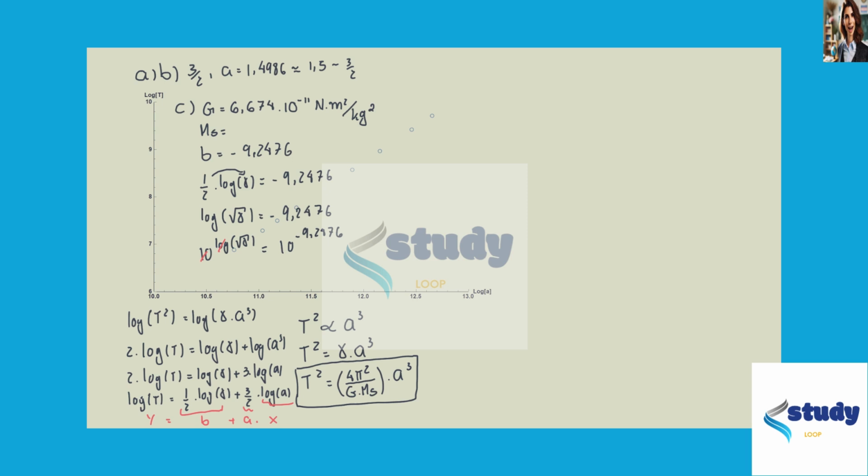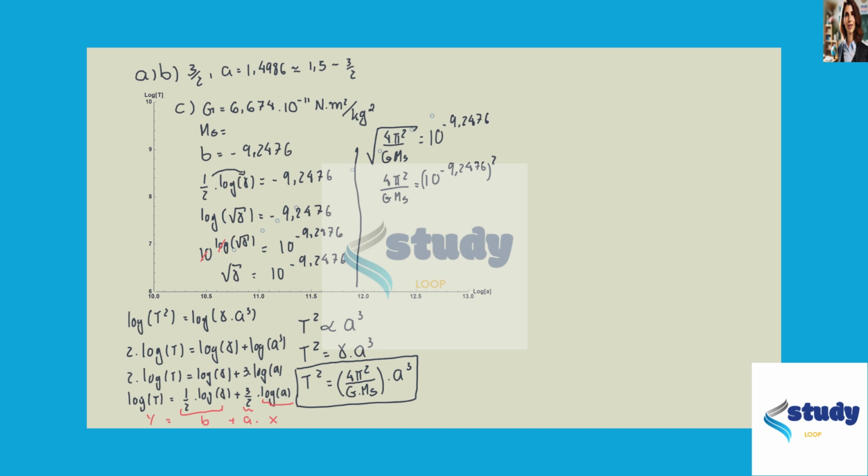And we are left with the following equation. The square root of gamma is equal to 10 to minus 9.2476. Now we have to use that equation for the complicated coefficient gamma, which is this one. Then what we know is that the square root of 4 pi squared divided by G times the mass of the Sun is equal to 10 to minus 9.2476. Now we square both sides to get the following. 4 pi squared divided by G, mass of the Sun, is equal to 10 to minus 9.2476, and this is squared.